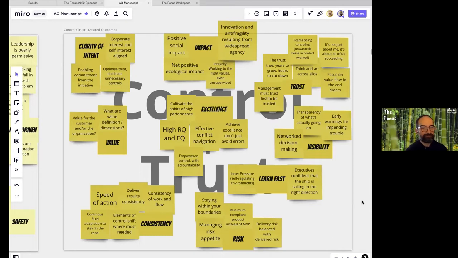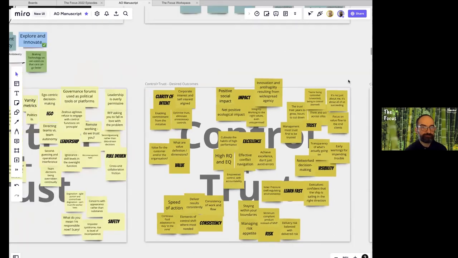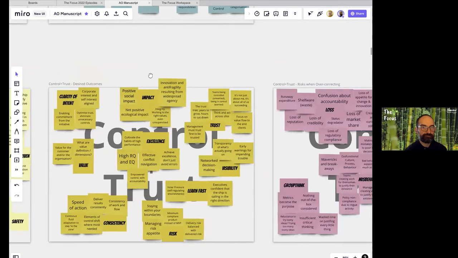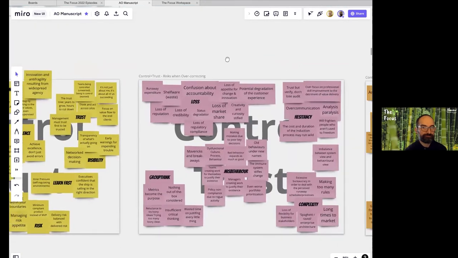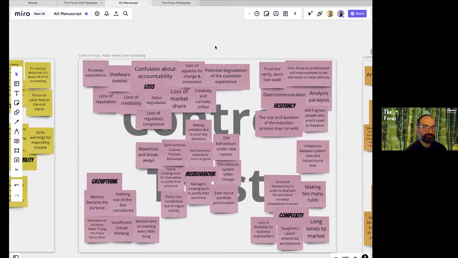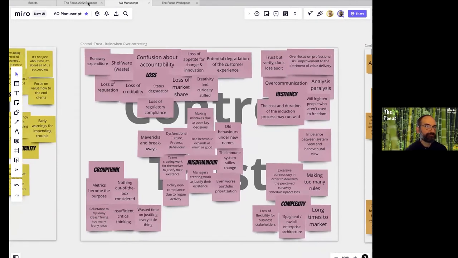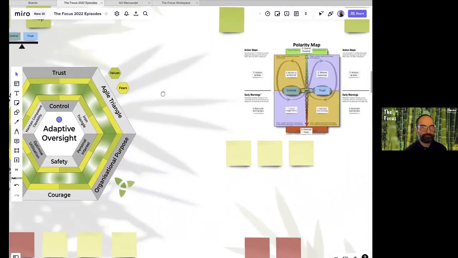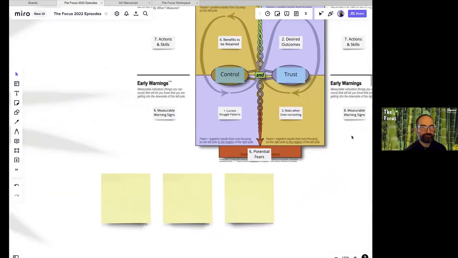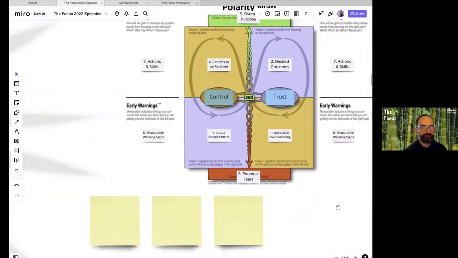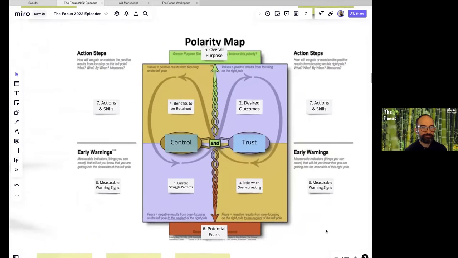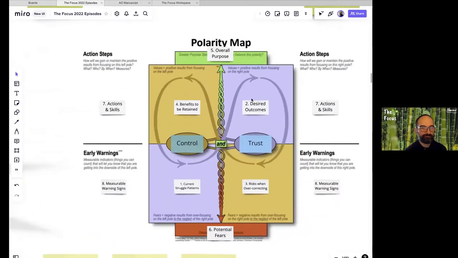Now, looking at the downside of trust, and this is where I'm going to be handing back over to Horia, we are now moving, if you recall, from the top right of the polarity map down to the bottom right of the polarity map. Just as a reminder, we're looking now at the downsides of trust gone rampant. Trust without control. Horia.